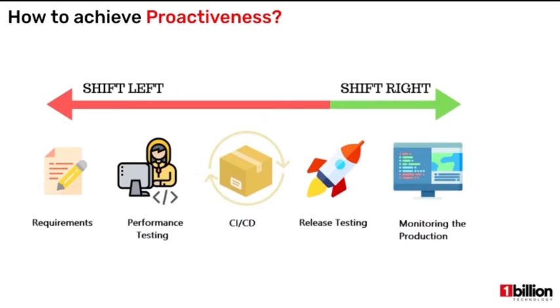And also shift right. What is shift right then? That is basically after going to production. So shift right, we can say, is application monitoring, API monitoring, capacity planning. For example, in production we have data and we can forecast the capacity for the customer. So are we doing that? We should. This is basically predictive performance.